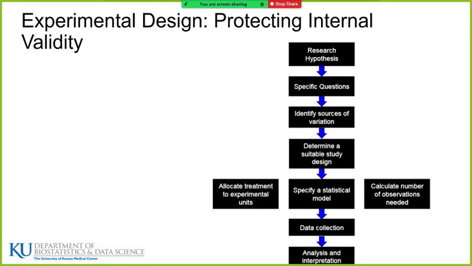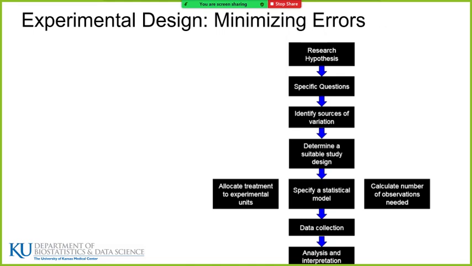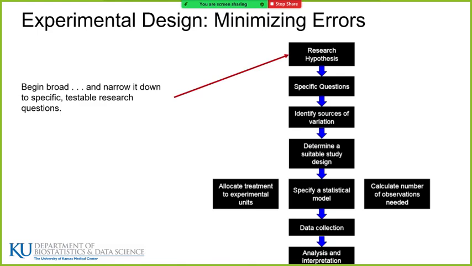So when we think about experimental design, what is it? It is the process by which we protect the internal validity of a study. You can also think of it as the ways in which we attempt to account for or control the variation in our study's outcome. Also, when we account for or control variation in the study's outcome, we're minimizing sources of variation that produce errors in the data.